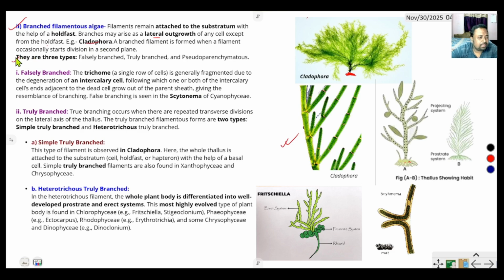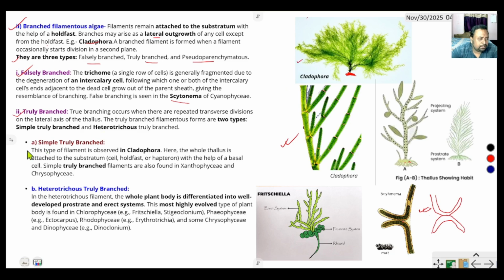There are three types of branched filamentous algae: falsely branched, truly branched, and pseudoparenchymatous. First, falsely branched. If you see Scytonema, it may look like it is branched, but it is not. Here, two different filaments are attached to one another at a place, but this is not a branch, this is attachment. It looks like branching. This is called false branching, found in Scytonema. Truly branched. In Cladophora, true branching is found.